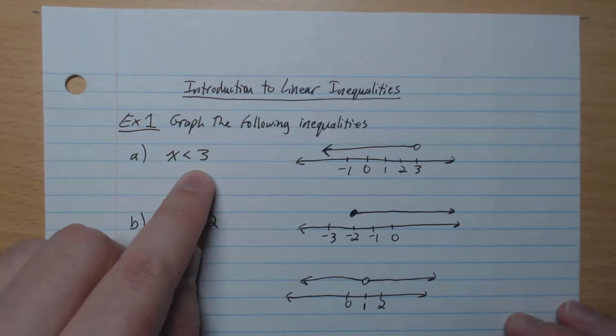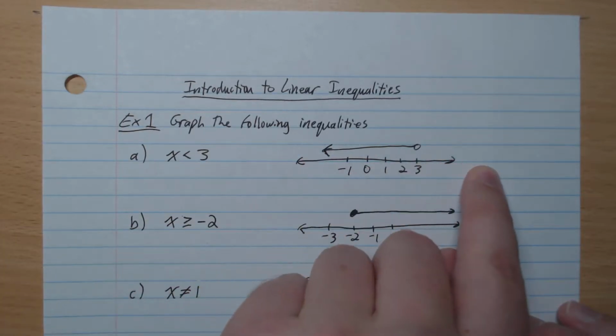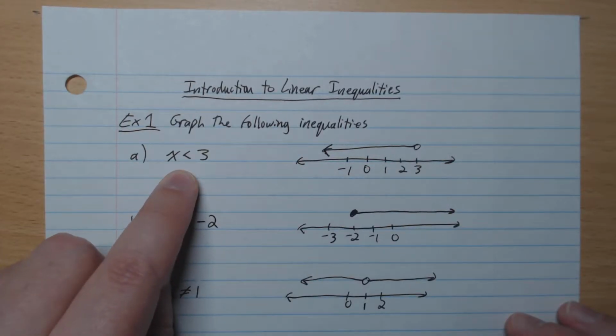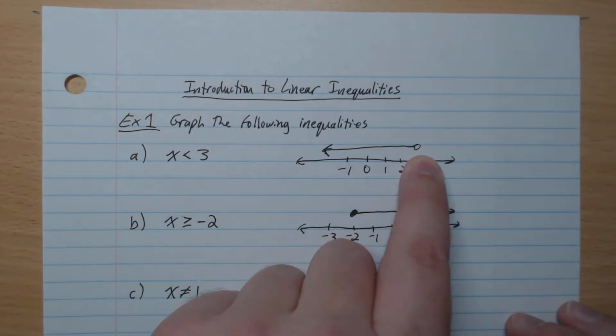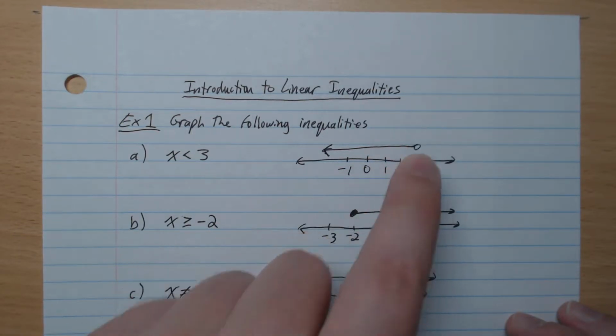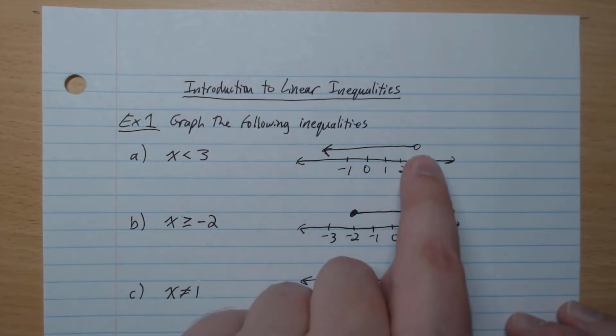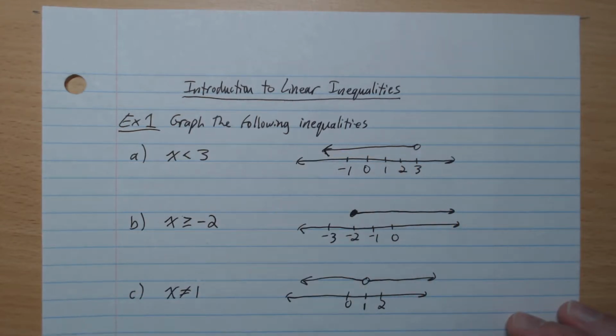So x less than 3. Here we have our number line. It's not allowed to be equal, right? There's no line underneath the symbol there. So we're at 3. It's an open hole because we're not allowed to be equal. And it's less than 3 like that. And so x less than 3, that's our graph.